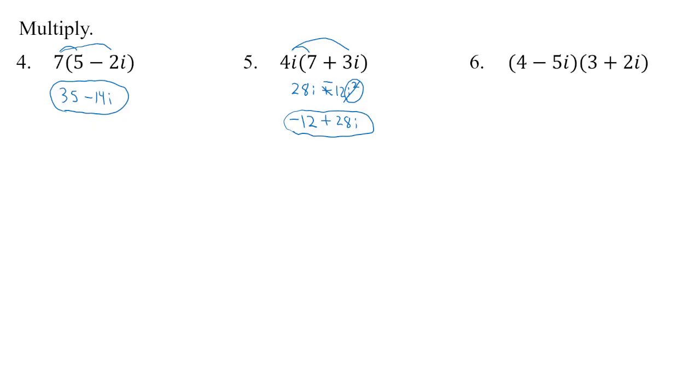All right, number 6, we have two complex numbers. So we're going to apply the FOIL method. The first terms are 4 times 3, which is 12. Next, we have 4 times 2i, which is 8i. We got negative 5i times 3, which is negative 15i. And negative 5i times 2i is negative 10i squared.